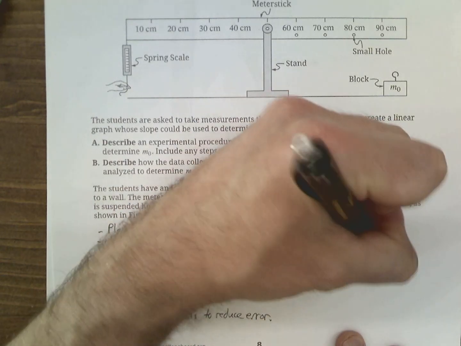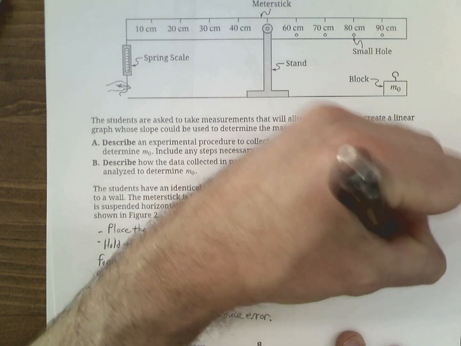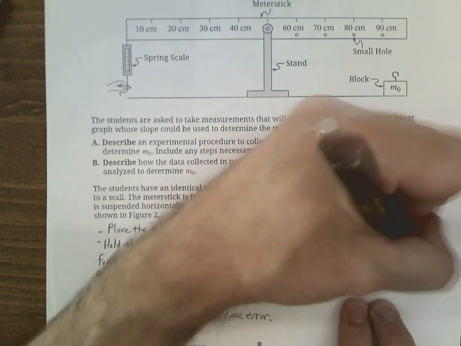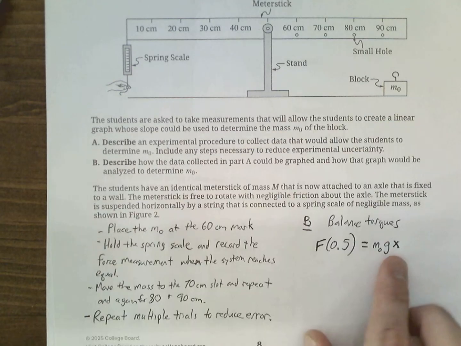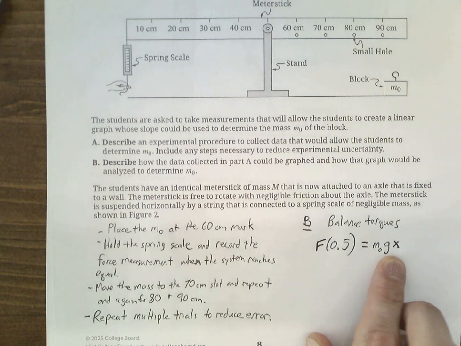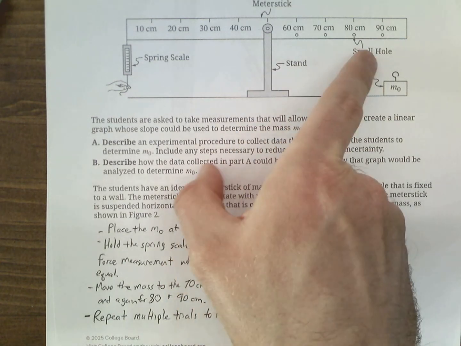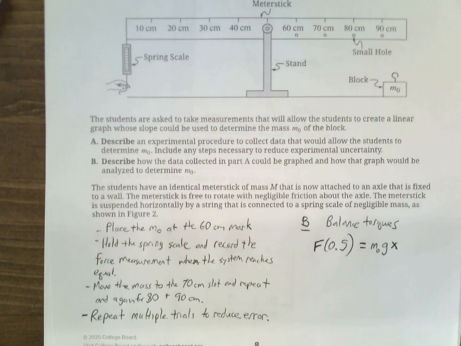And then we're going to look at M0g, the force that the weight of the mass exerts at a distance x. And again, x is our independent variable, where we are placing it from the center. So we'll have data points for 0.1 meters, 0.2 meters, 0.3, and 0.4 meters in our data table.